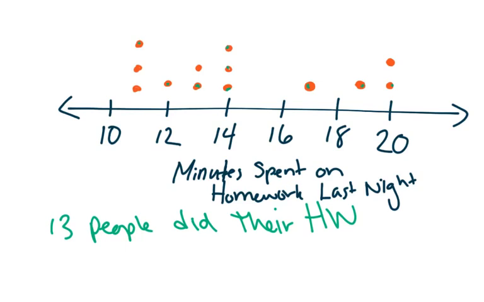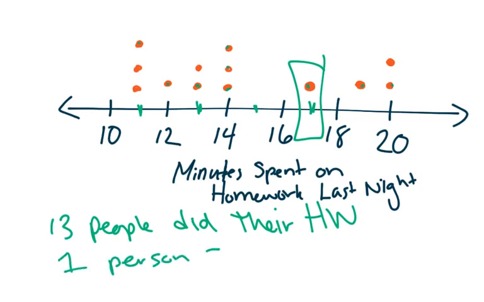If you were counting 10, 11, 12, 13, 14, 15, 16, 17. 17 is the number between 16 and 18, so sometimes you will see a dot that doesn't line up with one of the numbers that you've written on your axis. So one person spent 17 minutes on their homework. You will be asked all sorts of questions about dot plots, but those are a few of them that you might see today.